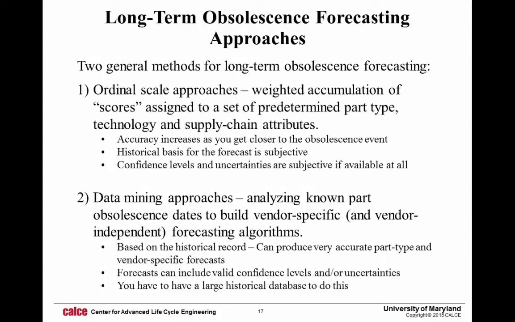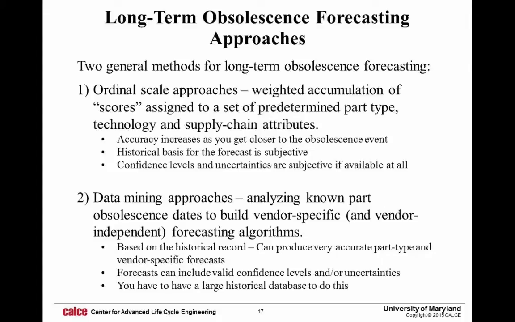Just to show you a little bit about long-term forecasting, because the SILICONEXPERT database has these sorts of approaches in. There are two ways that people do this. Either they do it with what's called an ordinal scale: they set up a bunch of attributes of the supply chain, weight them, and do a weighted sum of them. This is common. The accuracy increases the closer you get to the actual obsolescence event. There's not a lot of historical basis for this, and you don't generally get confidence levels or uncertainties in your forecasts this way.